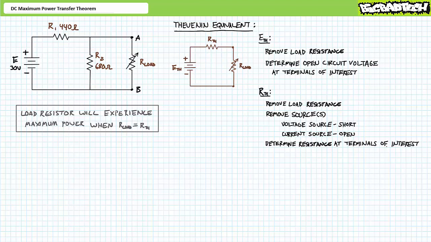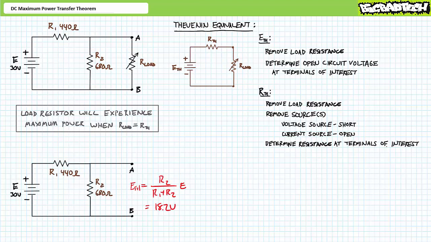Here's a review of the steps we used to determine the Thevenin's equivalent of the circuit. We need to solve for two properties, the Thevenin's equivalent voltage and the Thevenin's equivalent resistance seen by the variable load resistor. To solve for the Thevenin's equivalent voltage, we need to remove the load resistor of interest and determine the open circuit voltage. The load resistor removed from consideration, the open circuit voltage at terminals A and B would be the voltage across resistor R2.